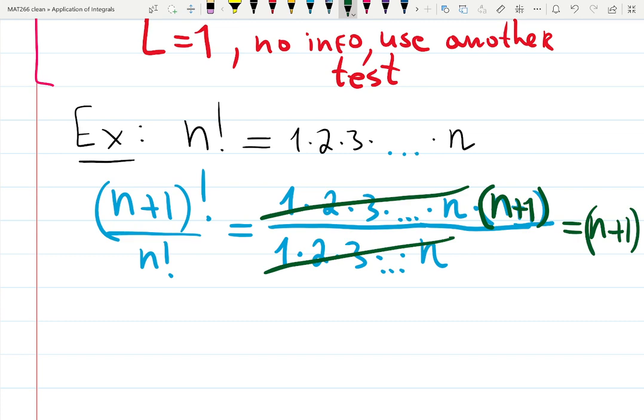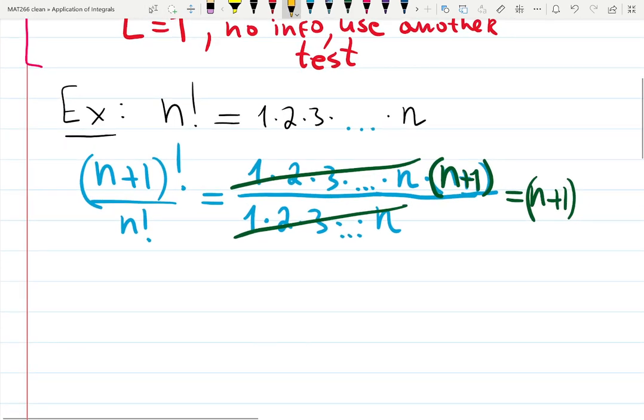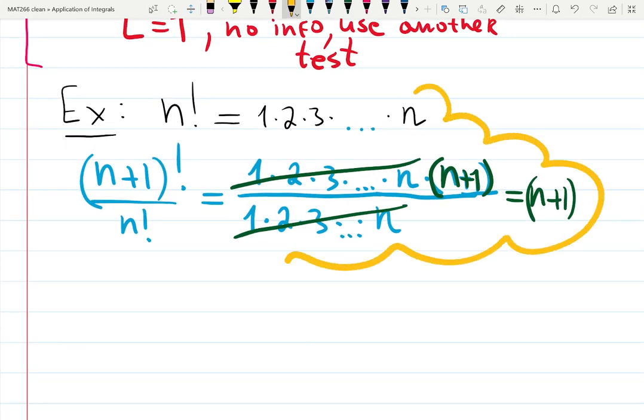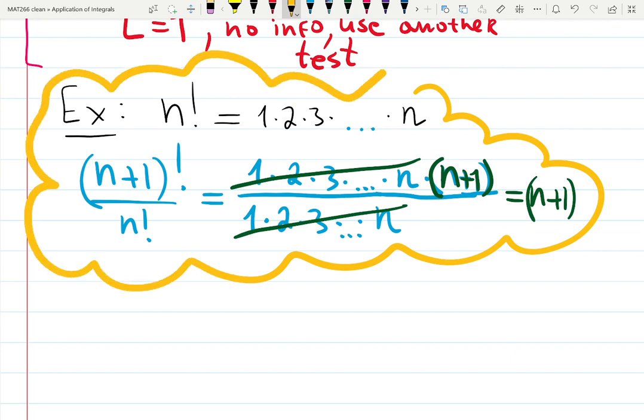Maybe it's 3 terms. So if it's n plus 3, what's going to stay? N plus 1 times n plus 2 times n plus 3, and so on. So that's the review. Let me put it in the flower thingy. So factorials, maybe I should write it down.